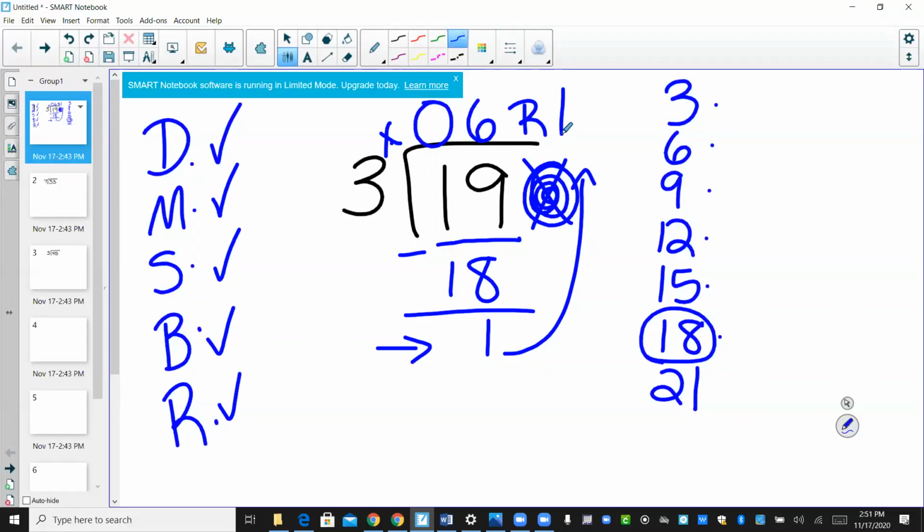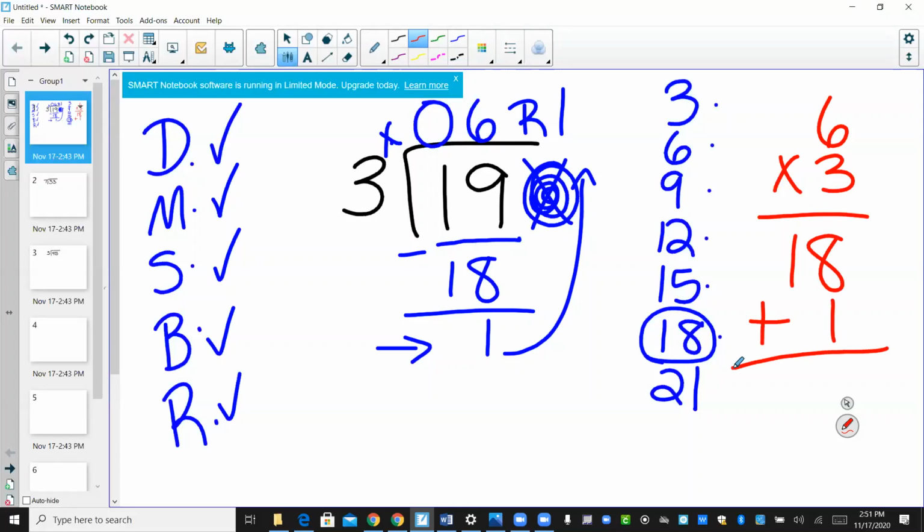Now we're going to use the inverse operation to help us check our work. We're going to say, well, if I had 6 groups of 3, that is equal to 18. And if I add 1 more, which was my remainder, that brings me back to 19, which was the original dividend that I started with, the total that I divided into groups of 3.